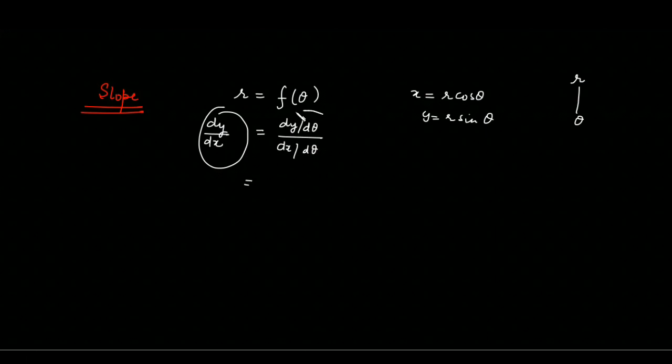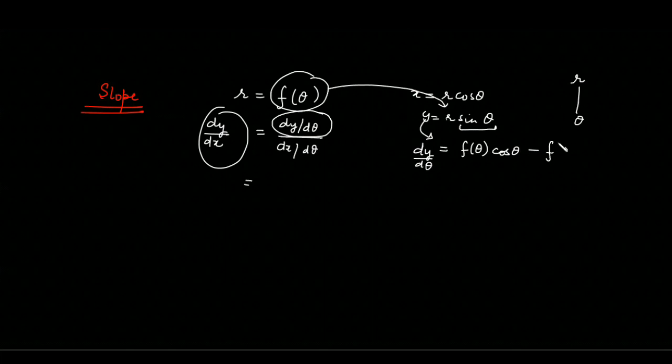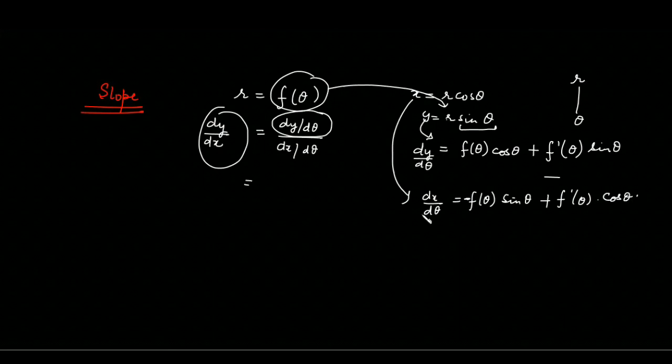Now what is dy by d theta? Your r is a function of theta, so you can substitute r to be f theta. So what will be dy by d theta? f theta as it is, the derivative of sine theta which is cos theta, then this as it is, sine theta as it is and the derivative of f theta which is f dash theta. So this is dy by d theta. Similarly find dx by d theta: f theta as it is into the derivative of cos theta which is minus sine theta, then the derivative of f theta and cos theta as it is. So this is the value of dx by d theta.